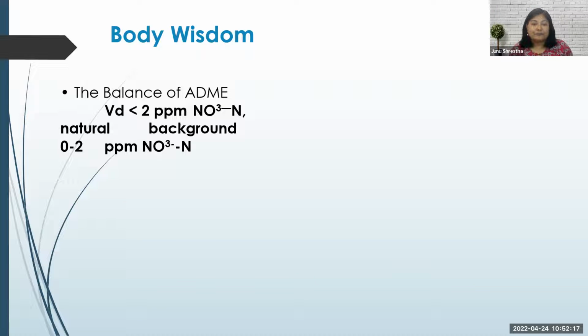Okay, so if you look at the balance, it's called the volume of distribution, it's the amount of a toxin in your blood versus distributed in your tissues. If you take a look at the natural background levels of nitrate in the environment, without agricultural input, you're going to find 0 to 2 parts per million nitrate nitrogen in the water. If you get into areas where there's more agricultural input, it will go much higher, obviously, tens, even hundreds of parts per million nitrate nitrogen.